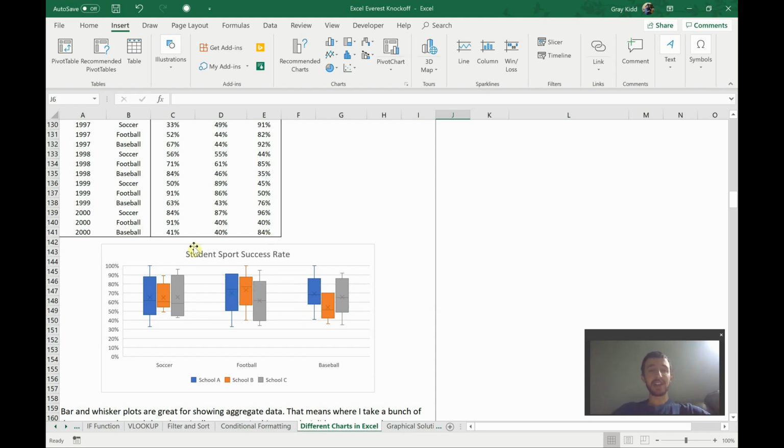Okay, what I have right here is a bar and whisker chart, which shows me their relative performance in soccer, football, and baseball. Blue is school A, orange school B, gray school C. If I look overall, I can see their max and their min. That's the little whisker at the top. That says the very best performance and the very worst performance. And then I have this big blue bar in the center, and that's saying, where are they usually?